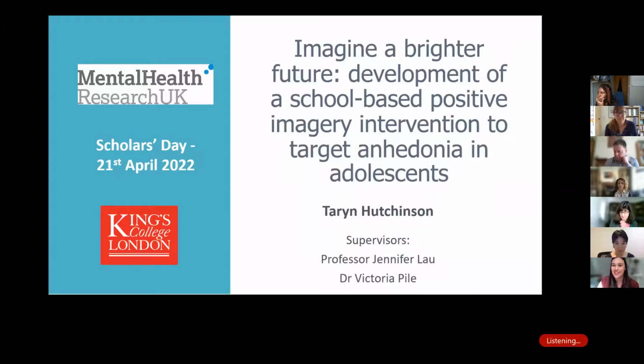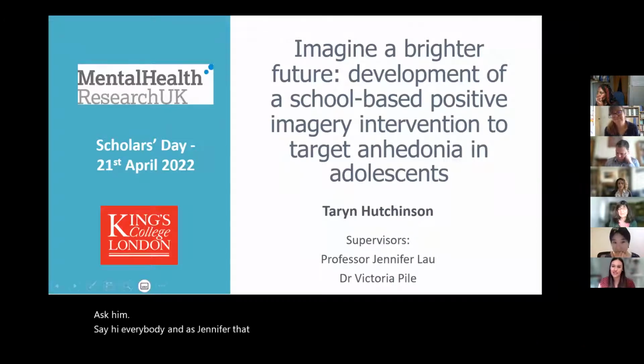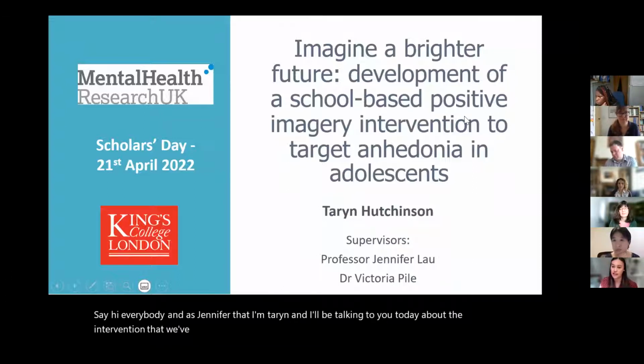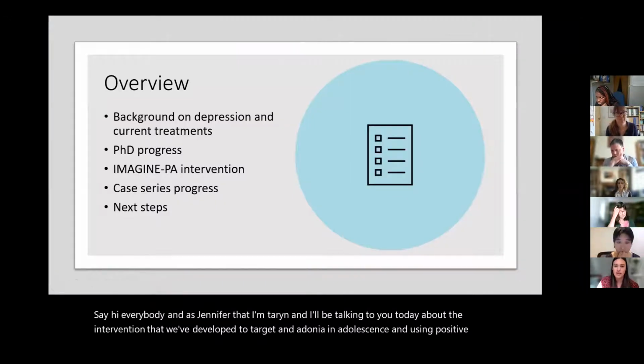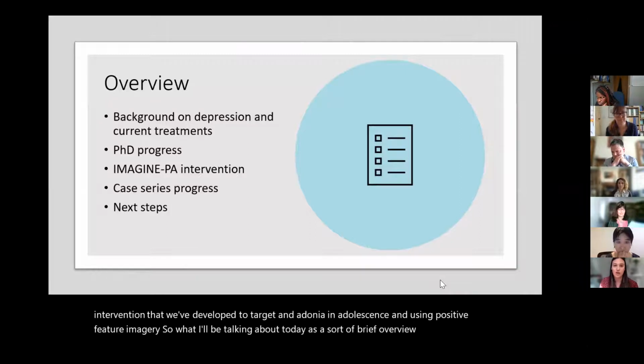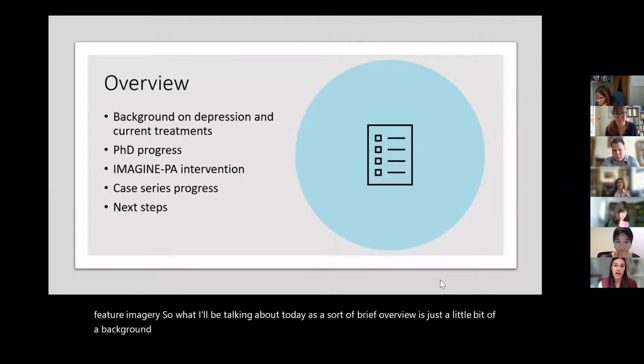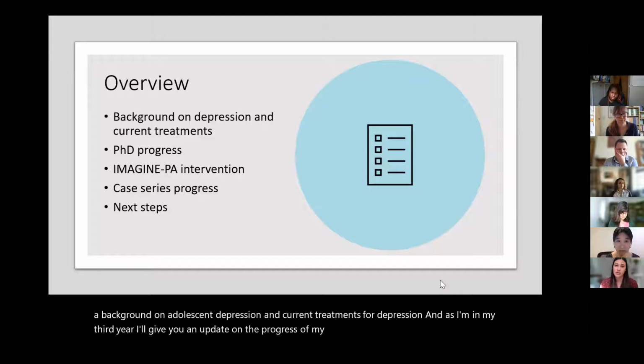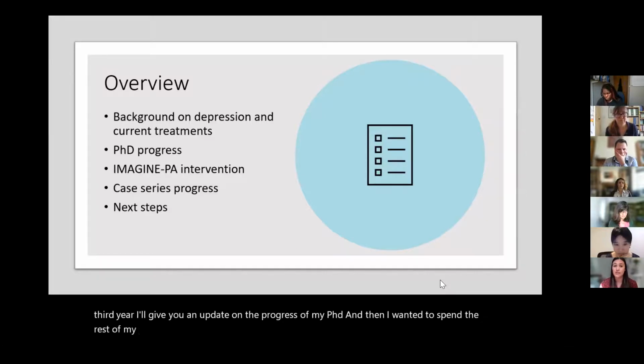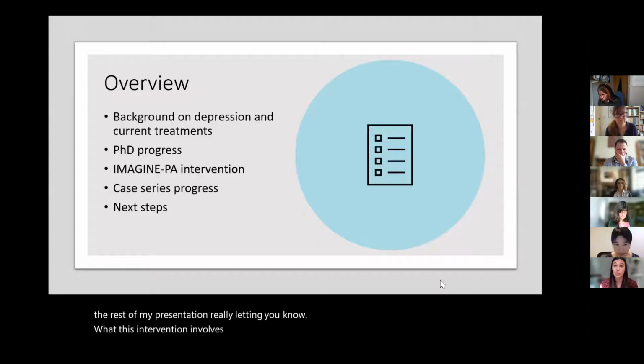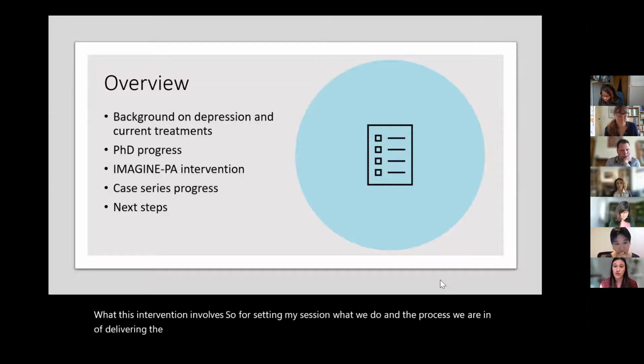So hi everybody, as Jennifer said, I'm Taryn, and I'll be talking to you today about the intervention that we've developed to target anhedonia in adolescents using positive future imagery. As a brief overview, I'll give a little bit of background on adolescent depression and current treatments for depression. As I'm in my third year, I'll give you an update on the progress of my PhD, and then I wanted to spend the rest of my presentation letting you know what this intervention involves, session by session, what we do, the process we are in of delivering the intervention, and what our next steps are as well.